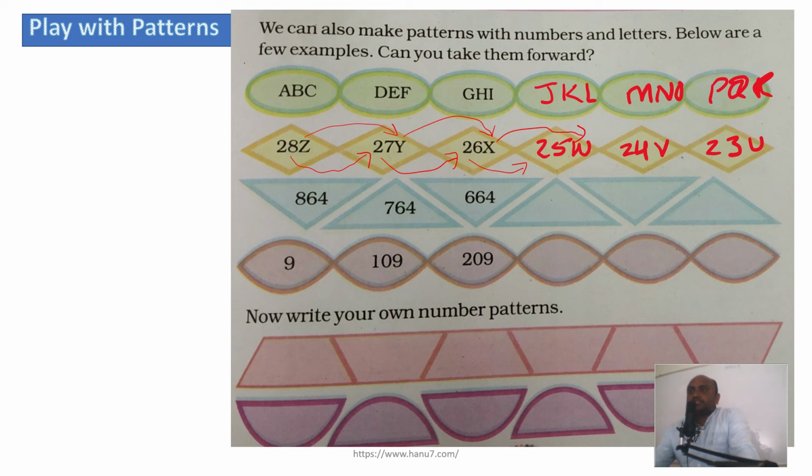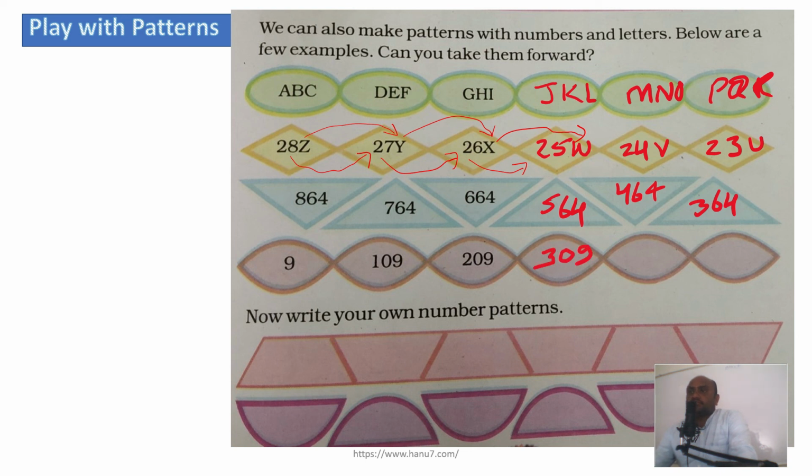Now the next question: 864, 764, 664. So what could be the next one? In all three, 64 is common, and 8, 7, 6, then after that you will get 5, then you will get 4, you will get 3. Simple question.